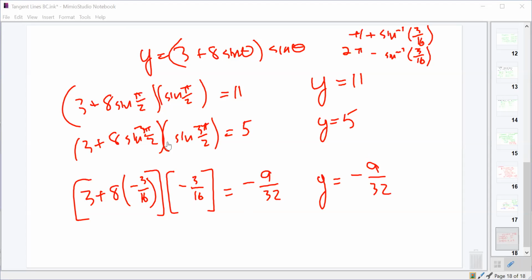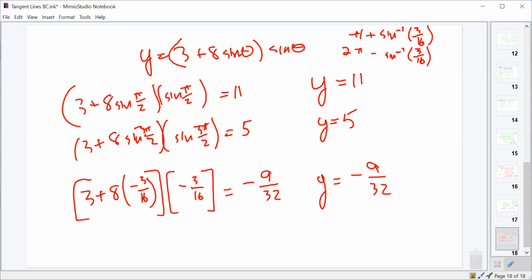So originally we had r equals 3 plus 8 sine theta. Should probably put this back where we can see it. And we had horizontal tangent lines of y equals 11, which you can now see. Y equals 5, which is the top of that loop. And we had, what did I just come up with? Y equals negative 9/32. Maybe if I actually put the negative, that'll look better. Yep, negative 9/32.